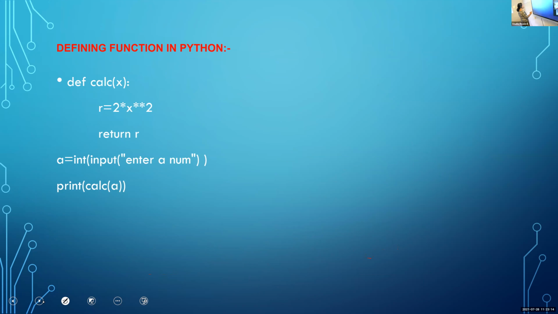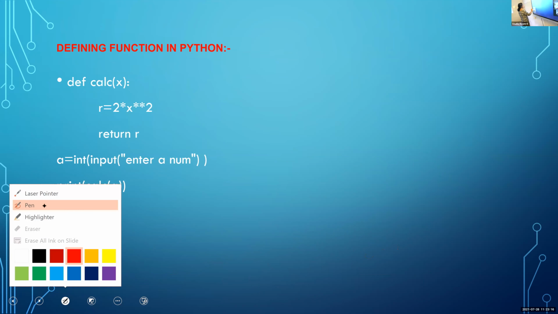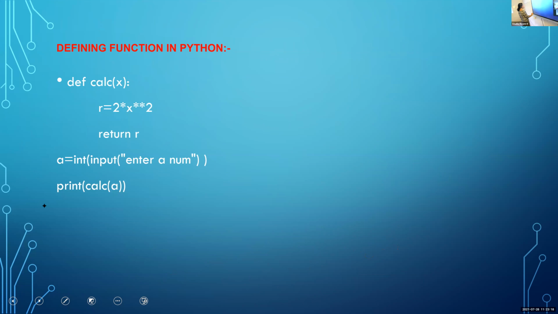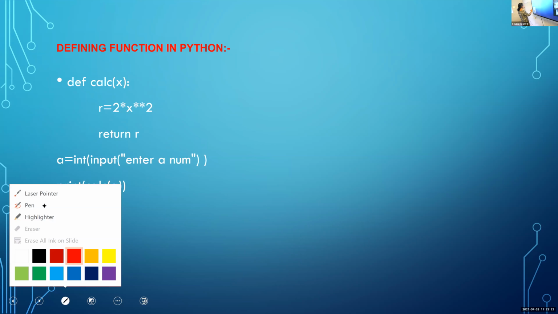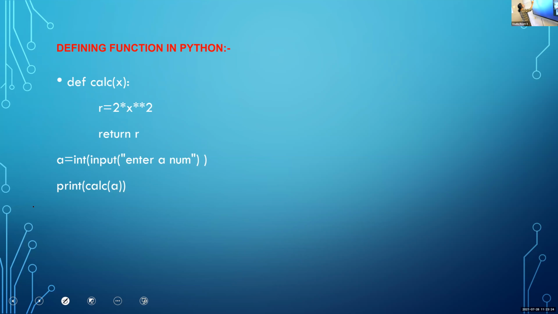So here this is a user defined function. This is an example for user defined function, because this function is defined by the user. There is one definition. This is the function call statement. What is this? This first statement.